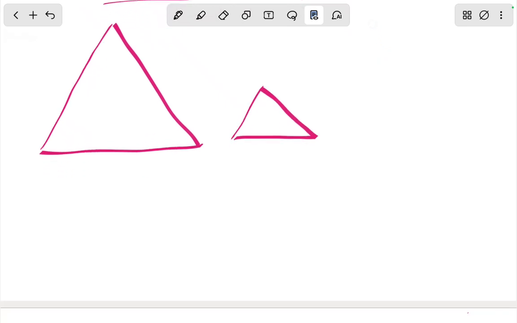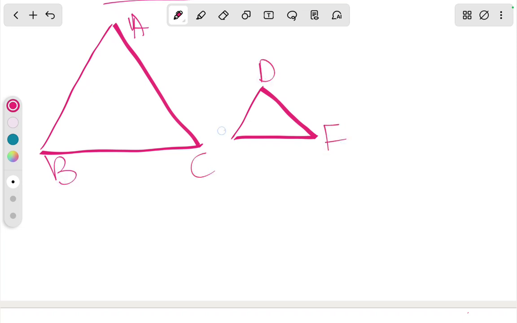So firstly, you're going to start by constructing. When you construct, you have to indicate what you are constructing by writing. Let me first label my triangles. So this is A, B, C, D, E, F. You are required to prove.